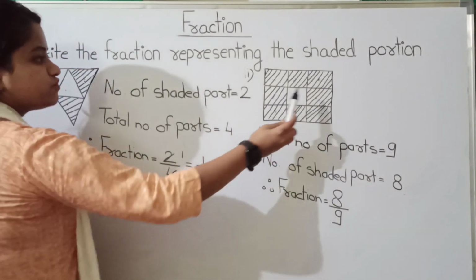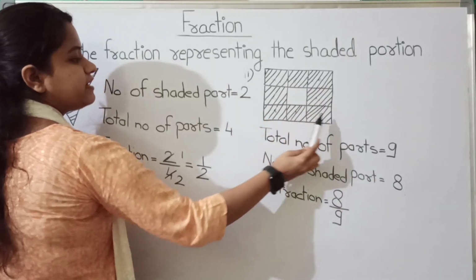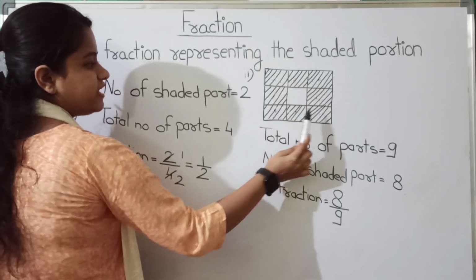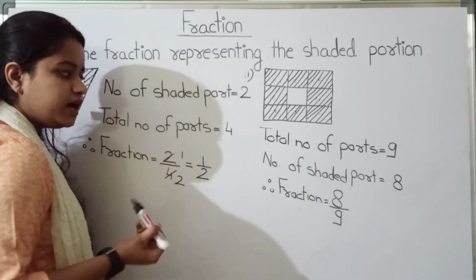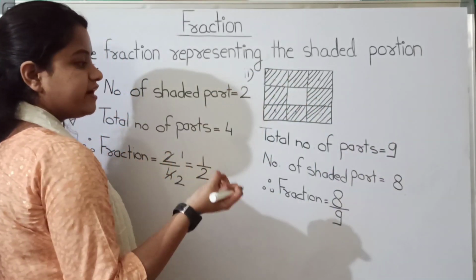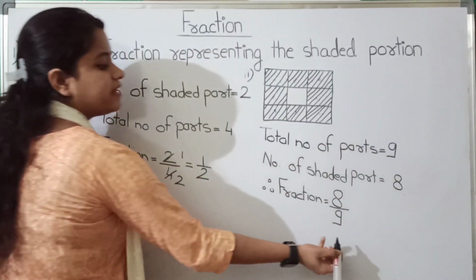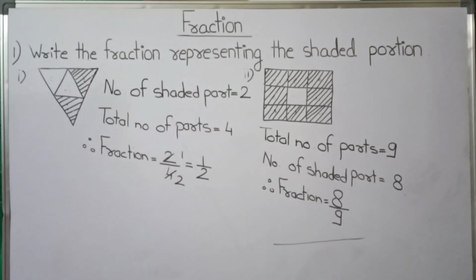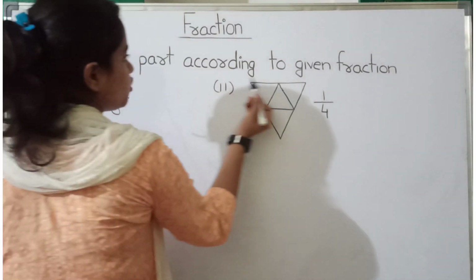So in the second one, a square was given and total number of parts was 9. 1, 2, 3, 4, 5, 6, 7, 8, 9. And number of shaded parts are 1, 2, 3, 4, 5, 6, 7 and 8. So therefore our fraction will be 8 divided by 9. हमारा fraction क्या होगा? Number of shaded parts divided by जितने parts हैं इस square में. Shaded parts 8 हैं, total number of parts हमारे 9 हैं. So our answer is 8/9.